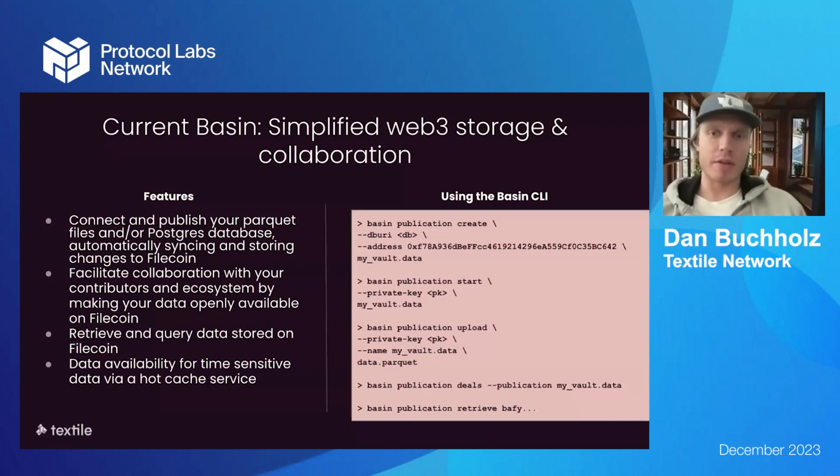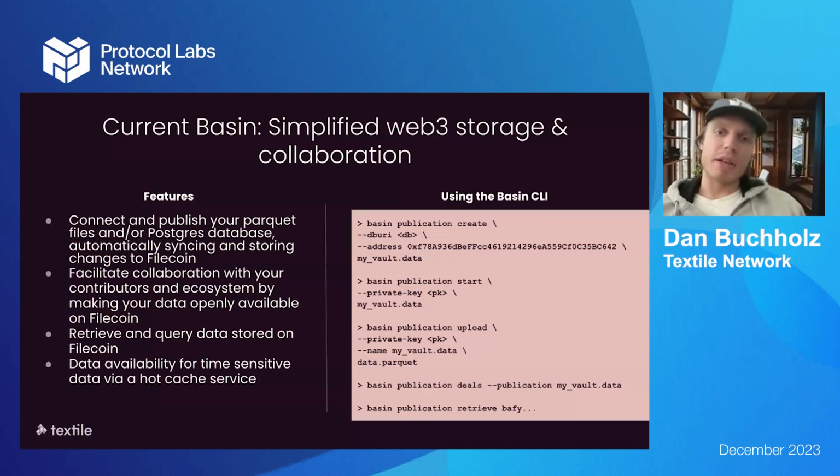It's a CLI tool that lets you do a few different things. So you can see the various commands on the right-hand side, but you basically start by creating a vault that is like this container for data. You can stream data from existing Web2 infrastructure like a Postgres database or upload raw Parquet files. And over time, we'll add more support there.